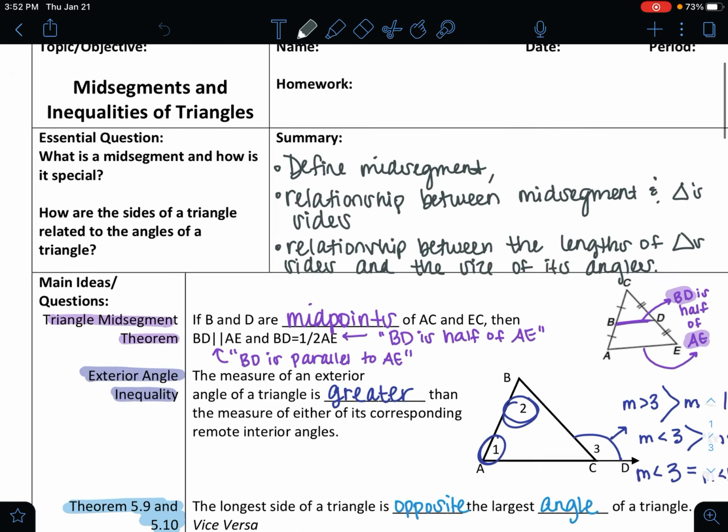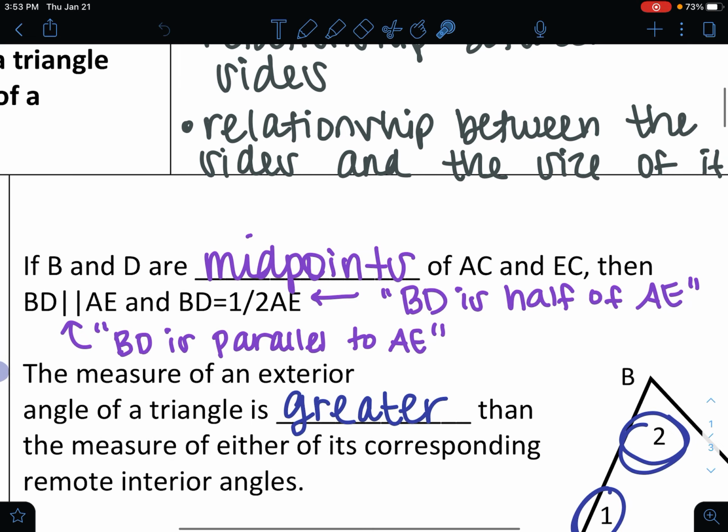Okay, so the triangle mid-segment theorem is our first main idea. If B and D are midpoints of AC and EC, then BD is parallel to AE. BD is parallel to AE, and BD equals 1/2 AE.